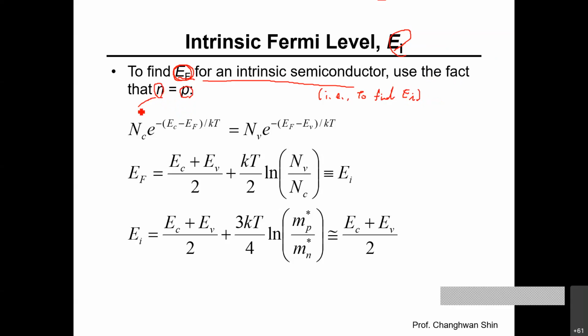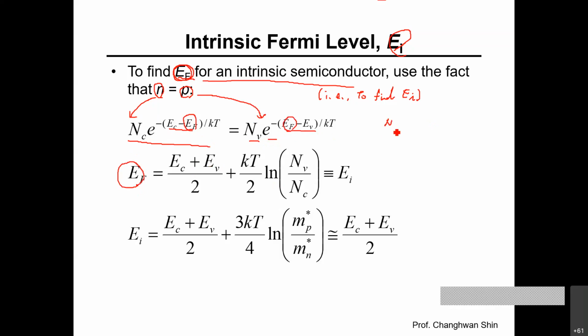From what we have learned, the electron concentration is N sub C times exponential of minus (E sub C minus E sub F) over kT. And we can use another equation for the hole concentration, N sub V, the effective density of states for the valence band, times exponential of (E sub F minus E sub V) over kT. Today we have learned it, right? Then let's rearrange all the terms to find the Fermi energy level. Let's do some simple math work.